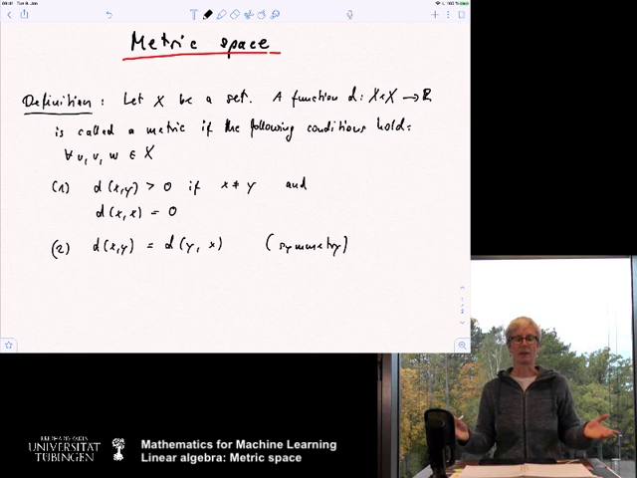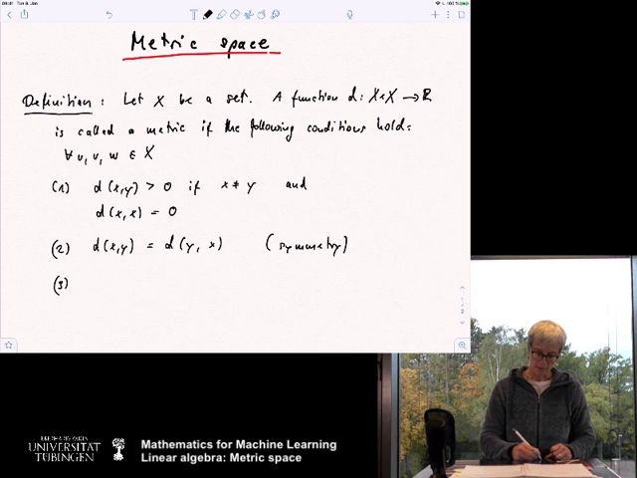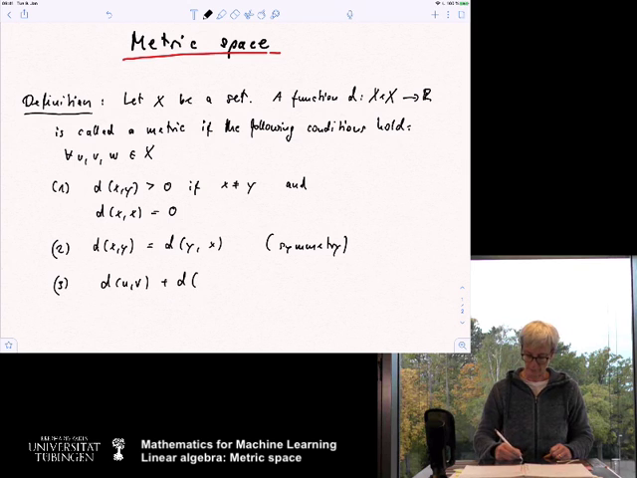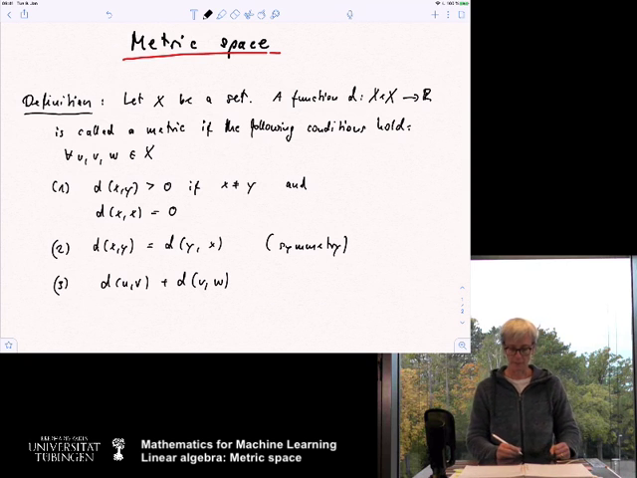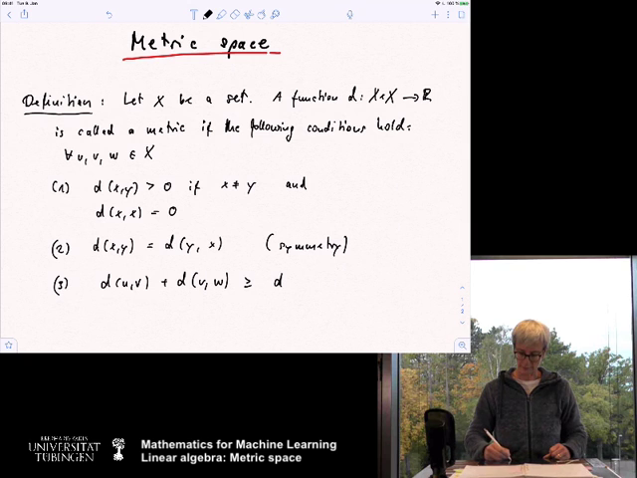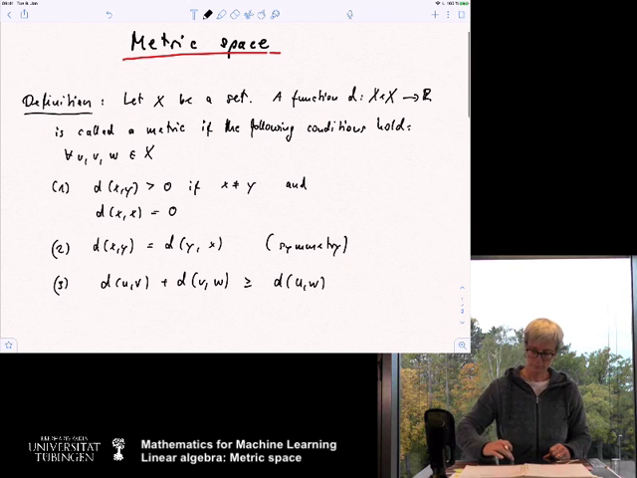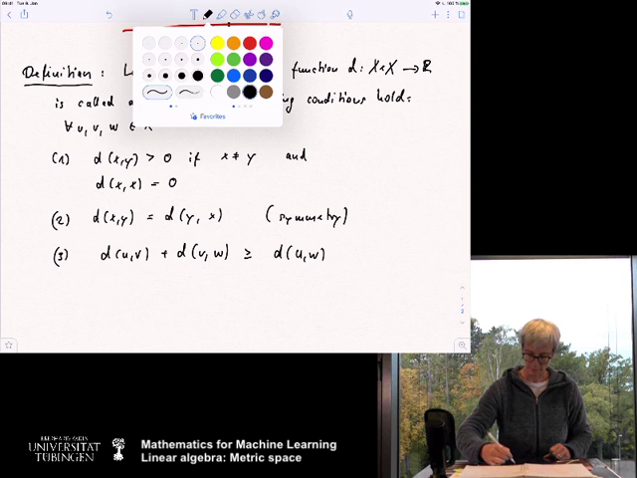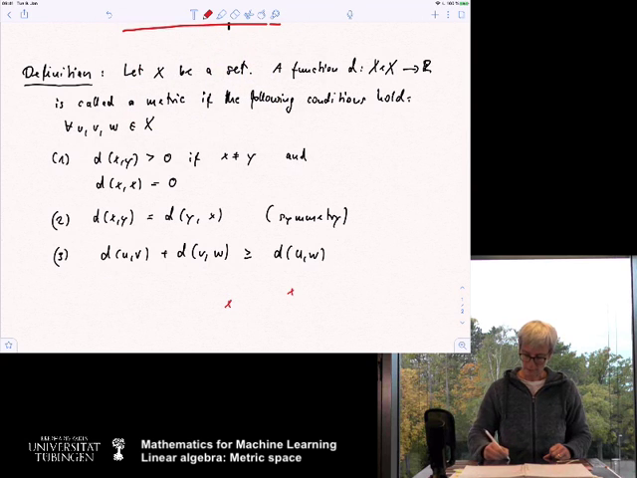And then we have the triangle inequality, which goes as follows. If I look at three points, maybe I write it down first. The distance d(u,v) plus the distance d(v,w) is always larger than or equal to the distance d(u,w). Let's maybe make a little figure for illustration.